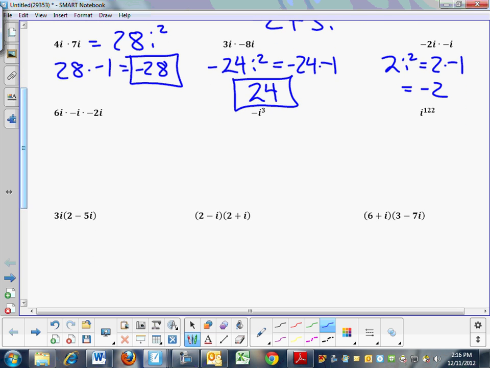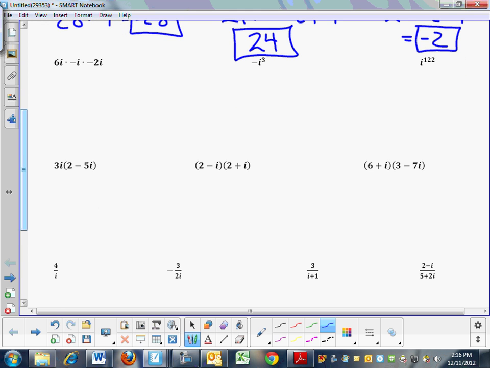What if we have more than 2 i's in there? What if we've got 3? 6i times negative i times negative 2i. 6 times negative 1 is negative 6, times negative 2 is positive 12. And then how many i's do I have? i to the third power. Wouldn't you say that that's the same thing as 12 times i squared times i? And what's i squared? That'll be negative 12i then, right?